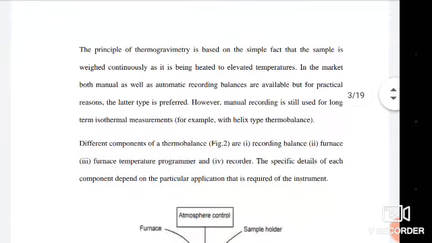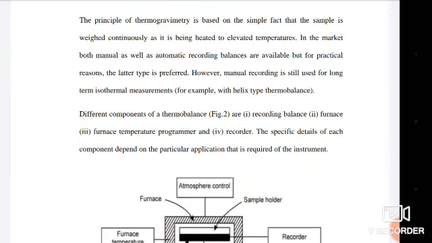What is the principle of thermogravimetry? The principle is based upon the simple fact that the sample is weighed continuously as it is being heated to elevated temperature. There are 2 types of thermobalances available in the market, one automatic and one manual. For practical purposes we are using the manual one.